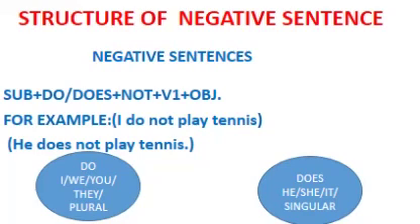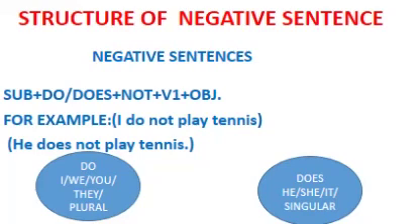subject, the doer of an action, do and does, the helping verb, not for making it negative, and the verb's first form, because we always use the verb's first form after do and does, and last, the object. For example, I do not play tennis and he does not play tennis. Both sentences have "not", so that's why these sentences are negative sentences.